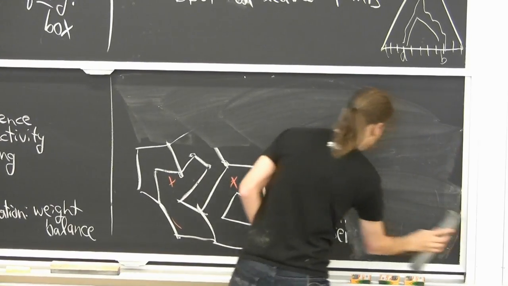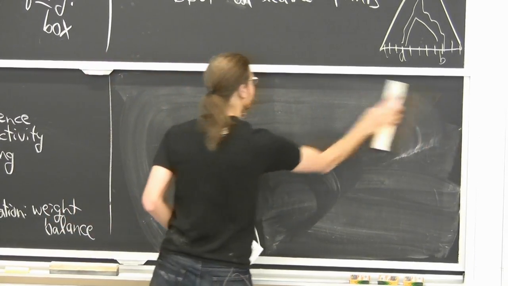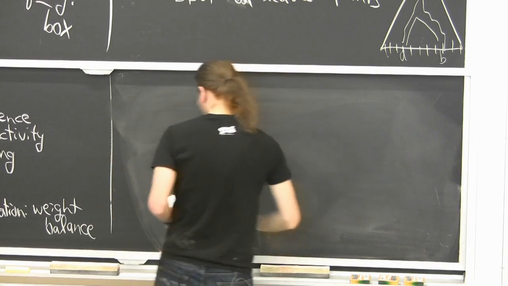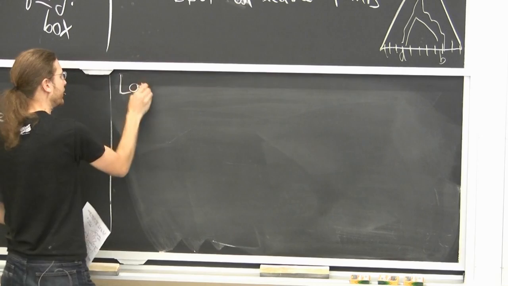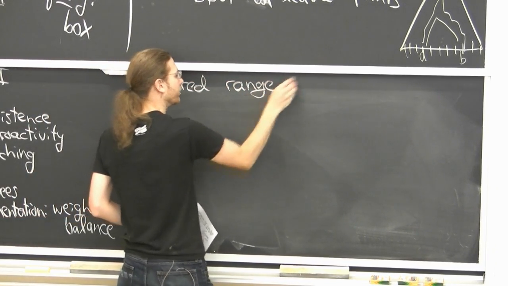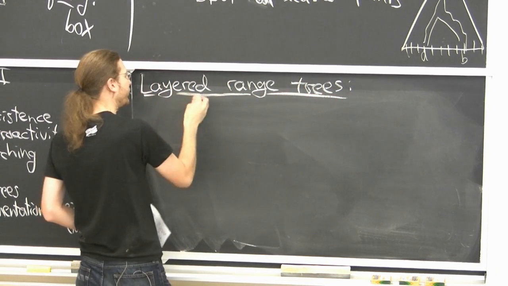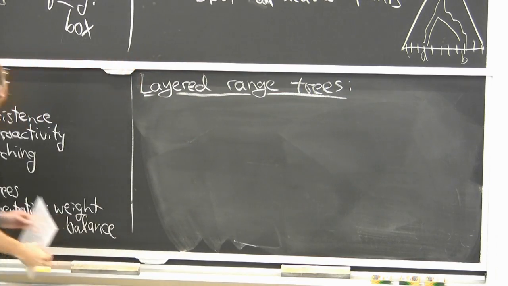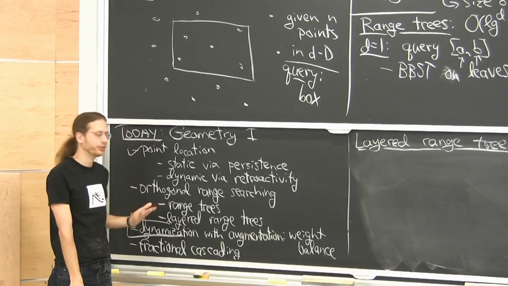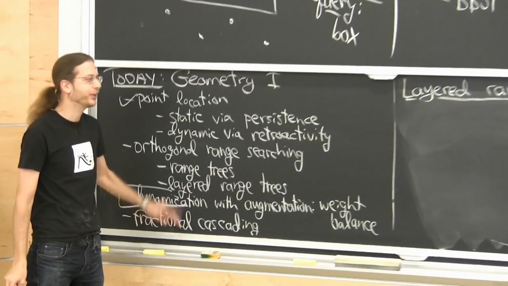Before we get to dynamic, stick with static. And let's improve things by a log factor. This is an idea called layered range trees. It's also sometimes called fractional cascading, which is the technique we're going to get to later. I would say it involves one half of fractional cascading. Fractional cascading has two ideas, and the one that it's named after is not this idea.